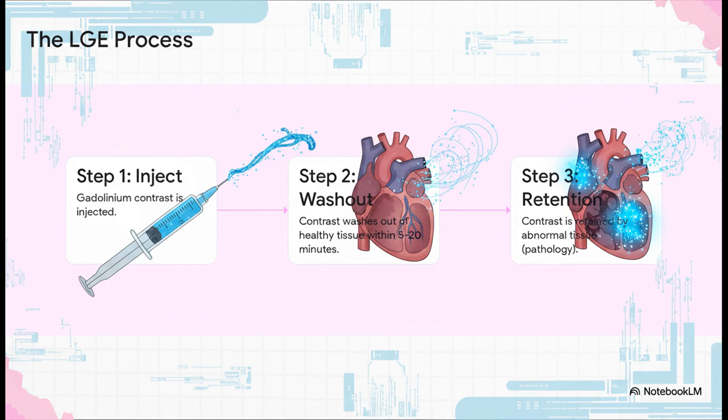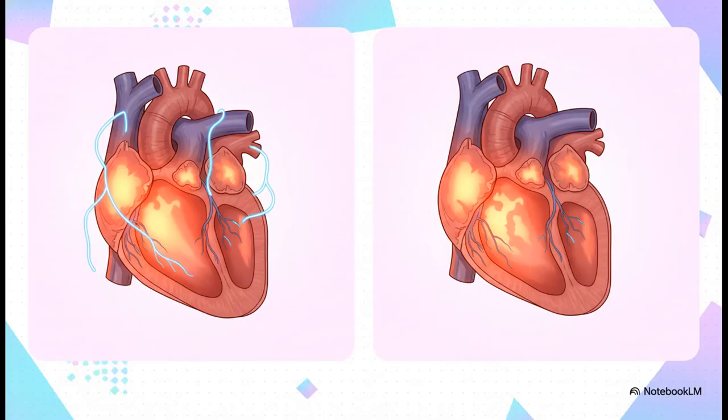So here's how it works, and it's actually beautiful in its simplicity. First, we inject a special contrast agent. Now, this stuff washes out of healthy, normal heart muscle really fast, in just a few minutes. But, and this is the magic part, any abnormal tissue, like a scar or inflammation, just soaks that contrast up like a sponge and holds onto it. So when we scan the heart a bit later, those problem areas light up like a Christmas tree, showing us exactly where to look.